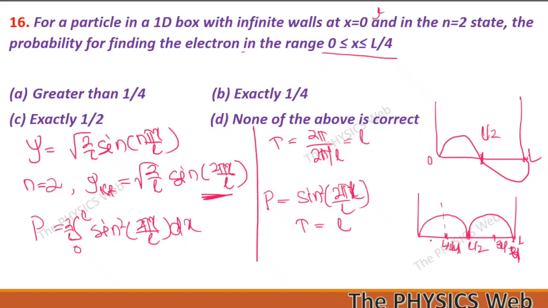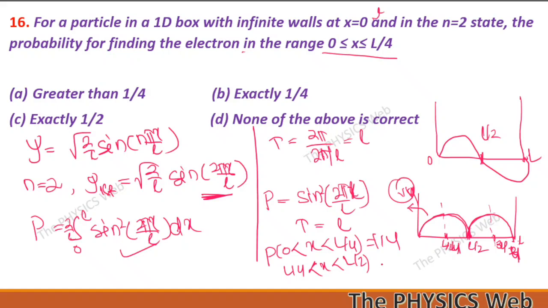Now you can see the probability of finding the particle from 0 to L by 4, L by 4 to L by 2, L by 2 to 3L by 4, and 3L by 4 to L, all parts have the same value, and this will be exactly equal to 1 by 4. You can calculate this from this expression also. So the probability of finding the particle from 0 to L by 4 will be 1 by 4. Similarly, for L by 4 to L by 2 it will be 1 by 4, and between L by 4 and 3L by 4 it will be half.